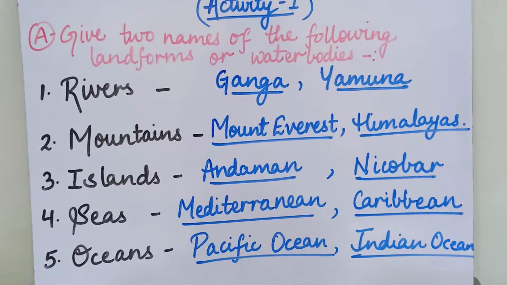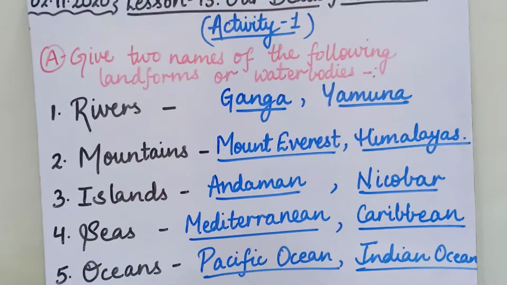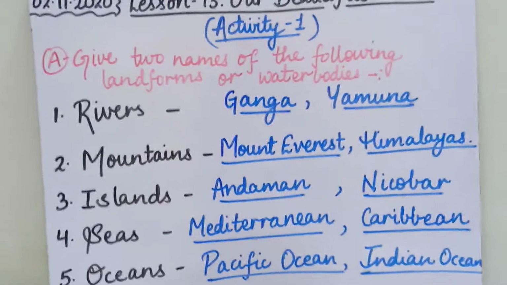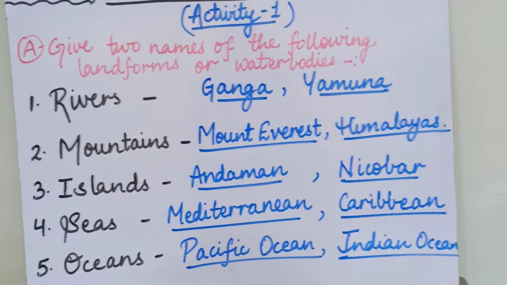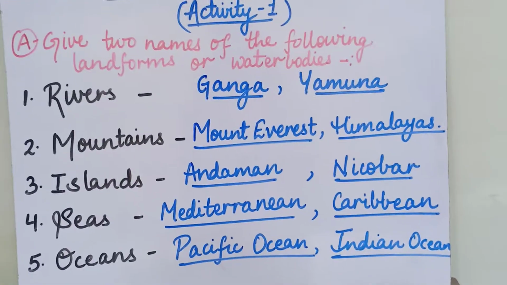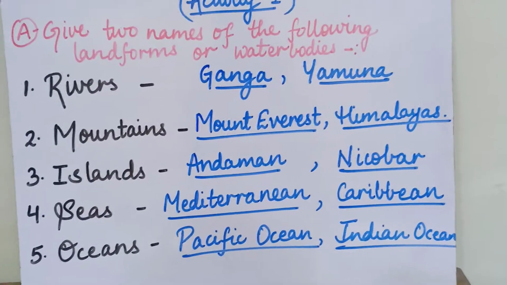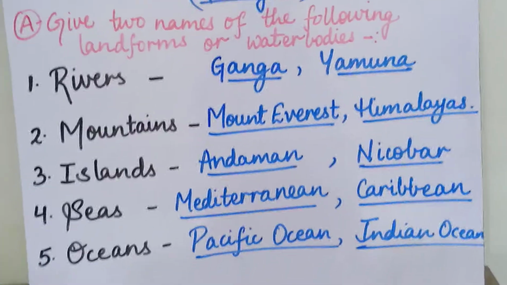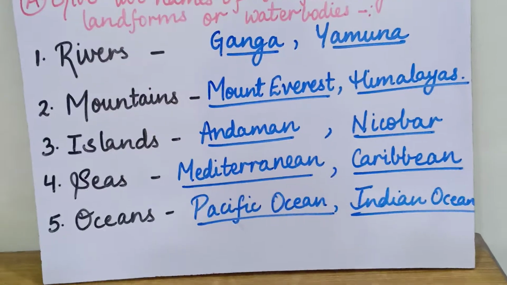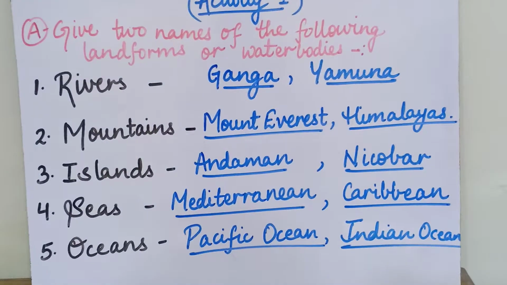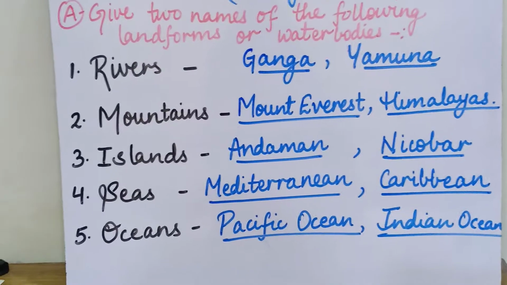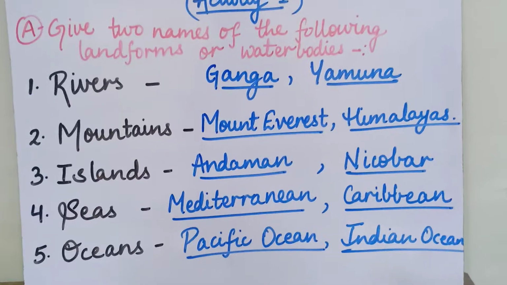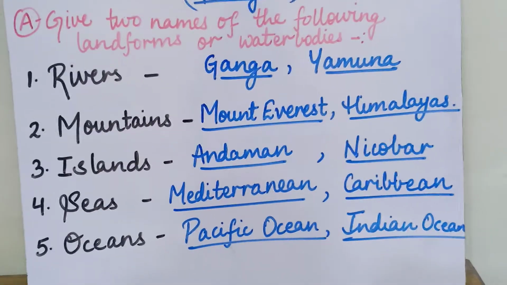Okay, I know that you don't know the names of all the rivers, mountains, islands, seas and oceans. That's why I have written the answers here, so that it will be very easy for you to understand and to listen to the correct pronunciation of these words. So let's get started, children. Listen to this video very carefully. Each and every word you should listen to very carefully. Is that clear?